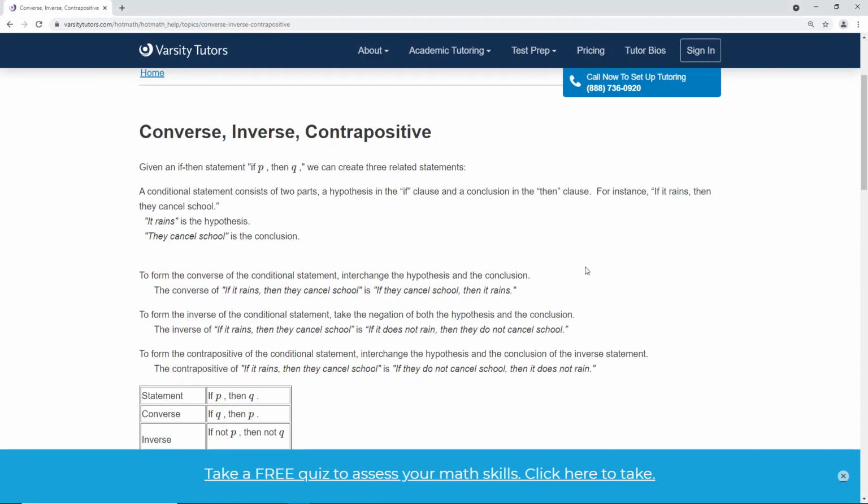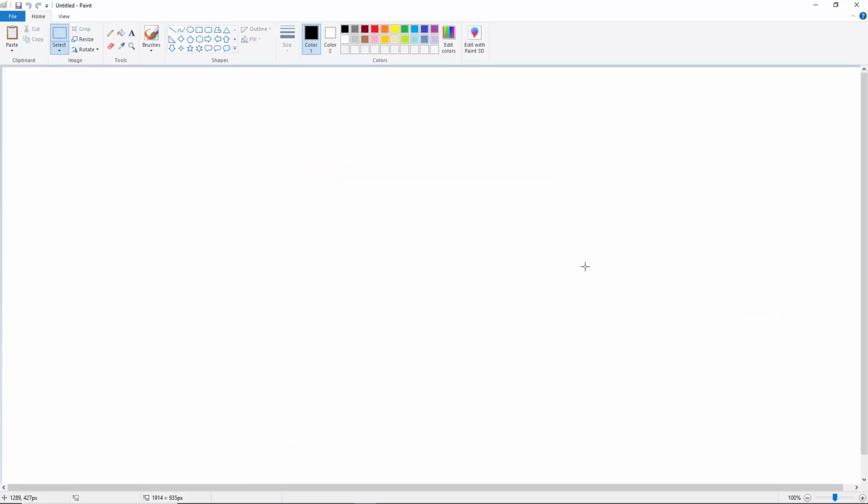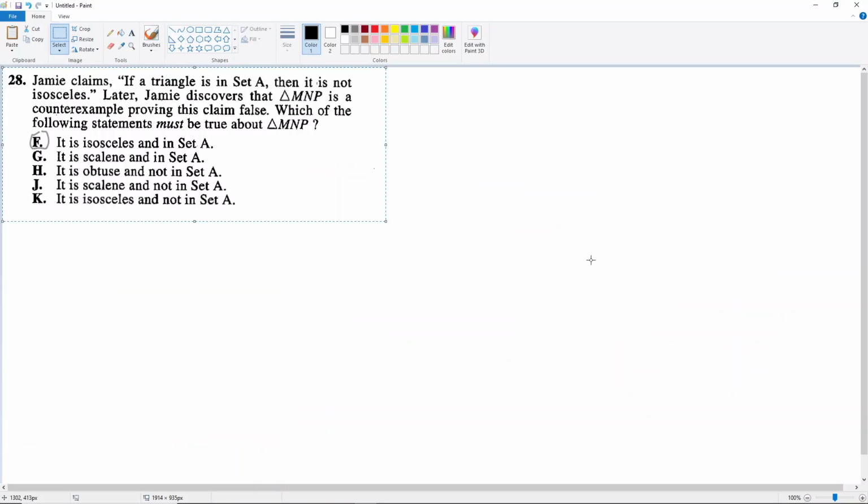Question 27 on 74C. I've started out looking at this web address on a web page that is linked in my written explanations for 74C. This explains if-then statements, converse, inverse, contrapositive. It really doesn't explain counterexamples, and that's what's important for this question. So let me find this question, and it's over here and here. Okay, there's our answer. And I've got the answer circled, but that doesn't matter.